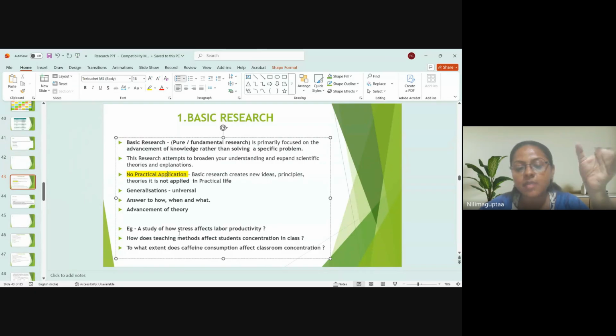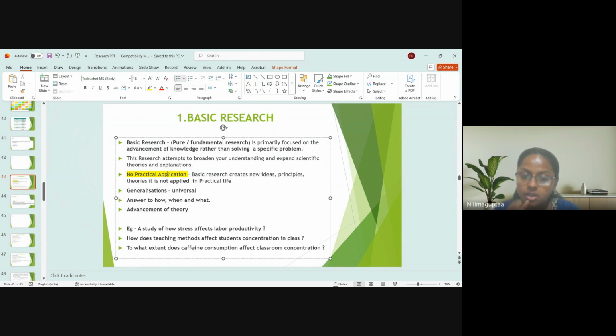Another example that we can give you is how teaching methods affect students' concentration in a class. For example, a teacher uses a very strict method of teaching or does not use examples. So the concentration of the students in that class is very dull. They are not paying attention. This is basic research. But what to do after that is not mentioned here. That will be mentioned in action research.